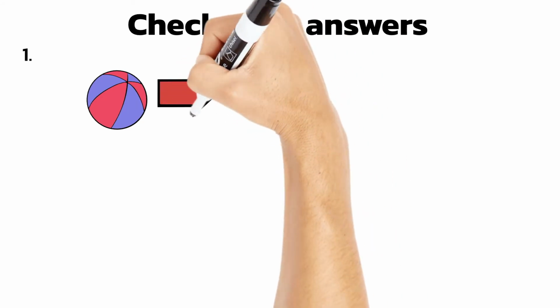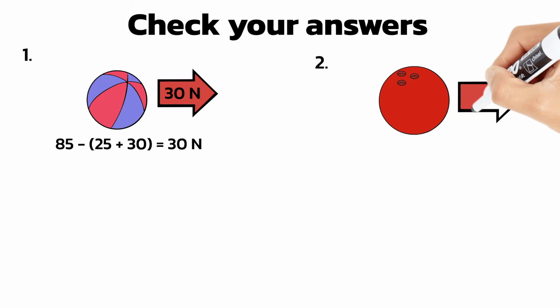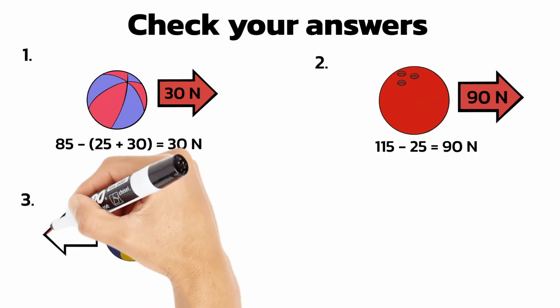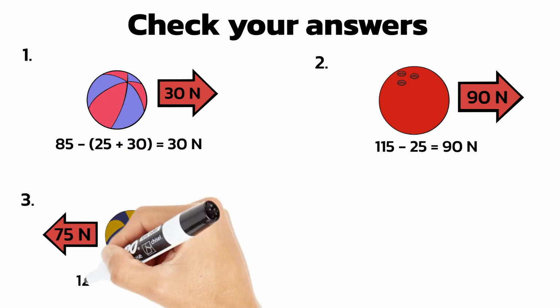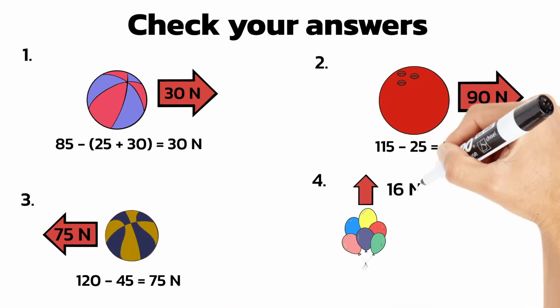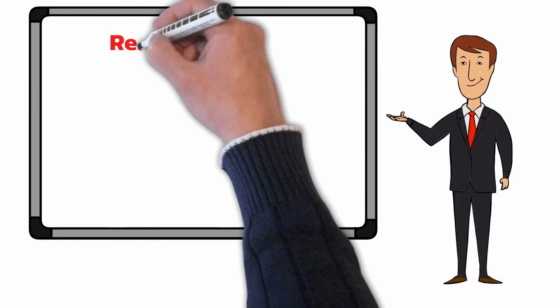Okay, now it's time to check your answers. You should award yourself 1 mark for each correct magnitude and 1 mark for each correct direction. If you got all 8 marks, well done. You've obviously got a good understanding of this part of the topic.